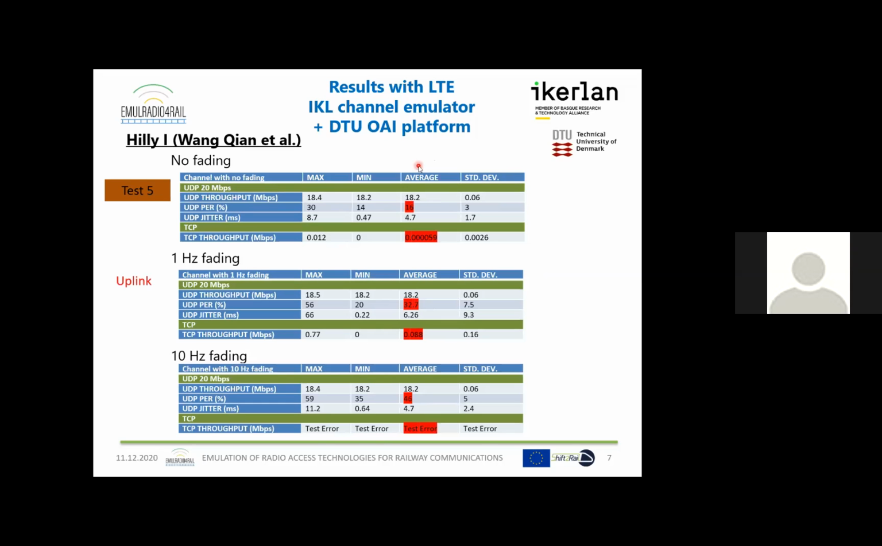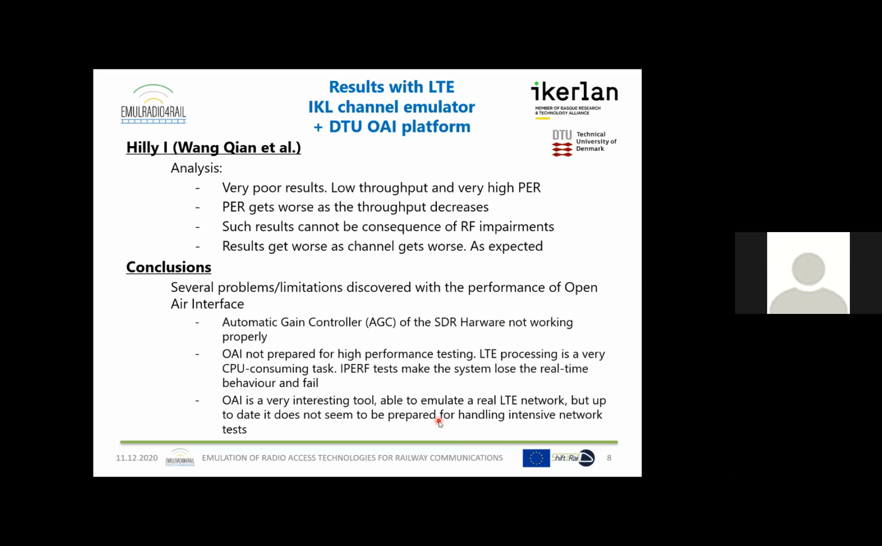Similarly, once we started with the channels, either with no fading or with very little fading, what we see is that the packet error rate, for example, gets worse from 16% to 32% to 46%. And a similar thing for the TCP throughput, which is very, very low. Even in some setups, the test crashes. Also, it's again because of the OpenAir interface release.